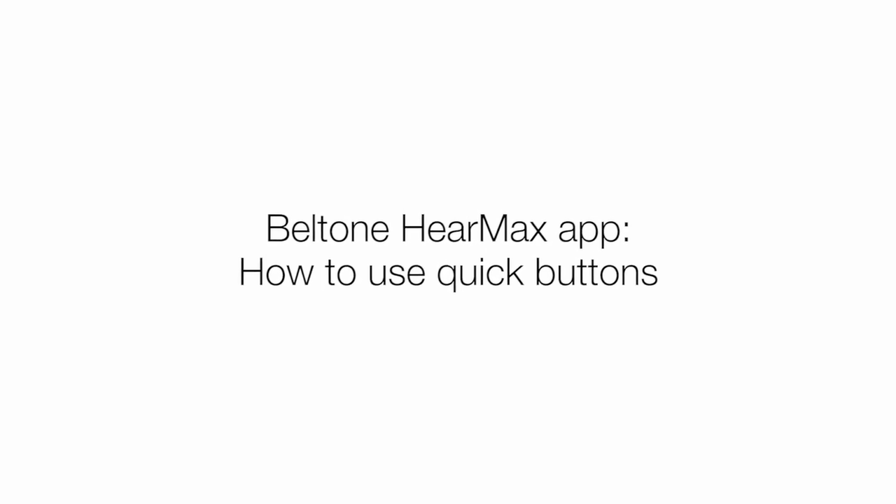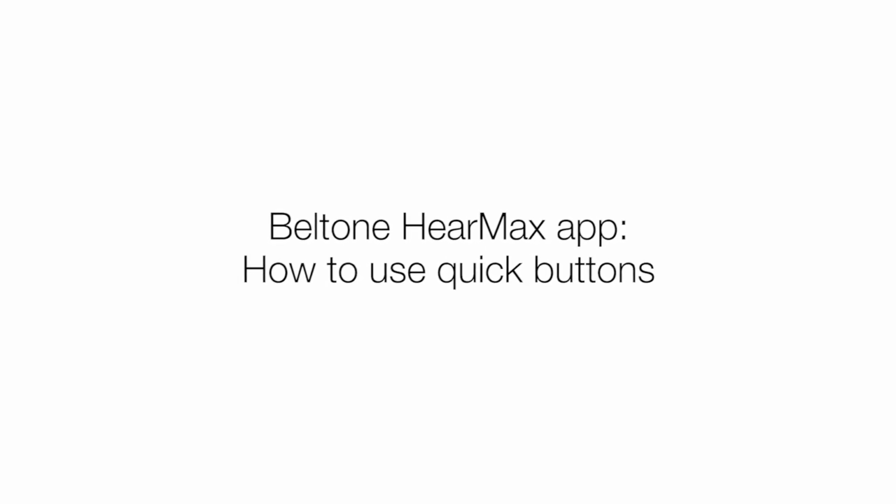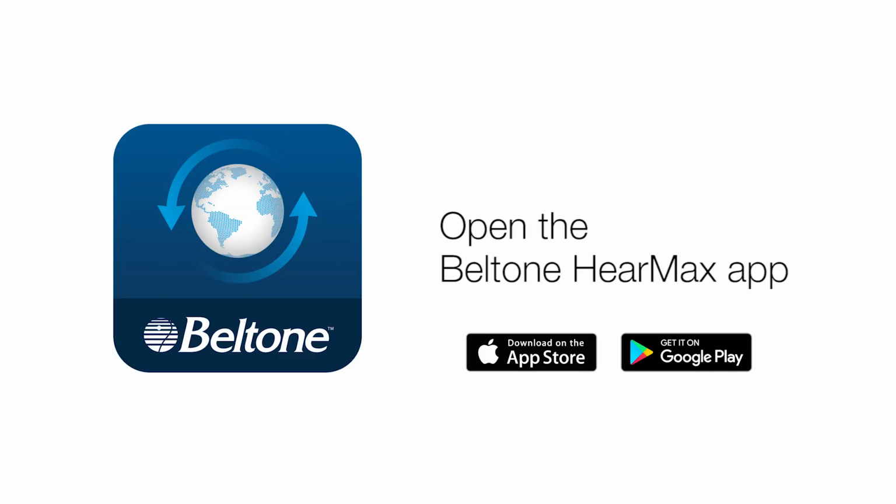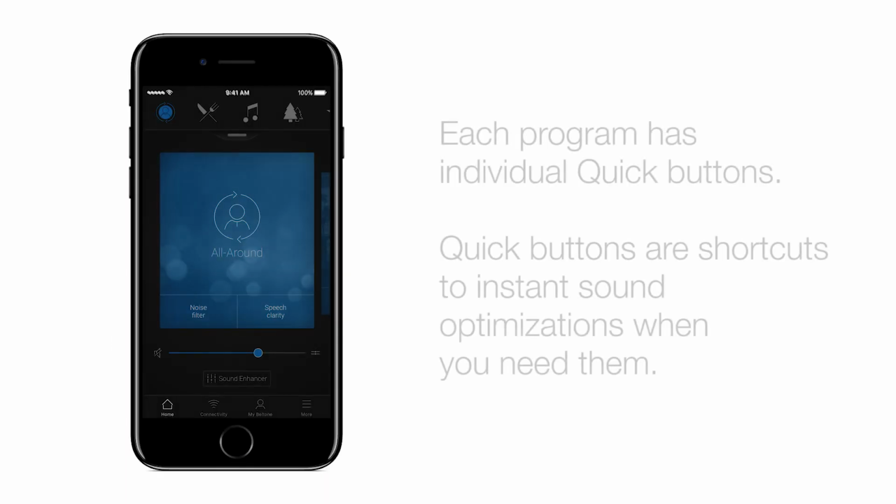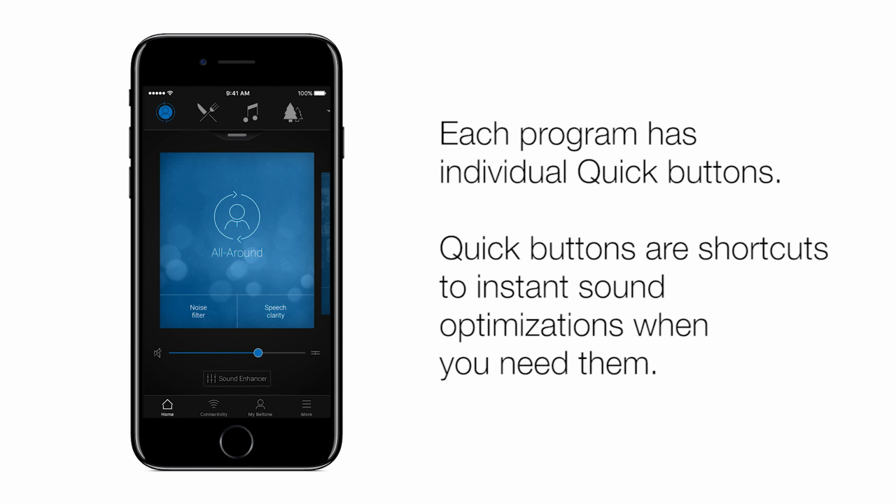Beltone HearMax app. How to use quick buttons. Open the Beltone HearMax app. Each program has individual quick buttons. Quick buttons are shortcuts to instant sound optimizations when you need them.